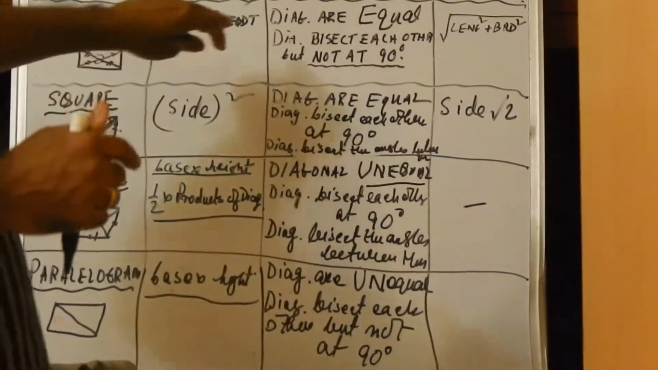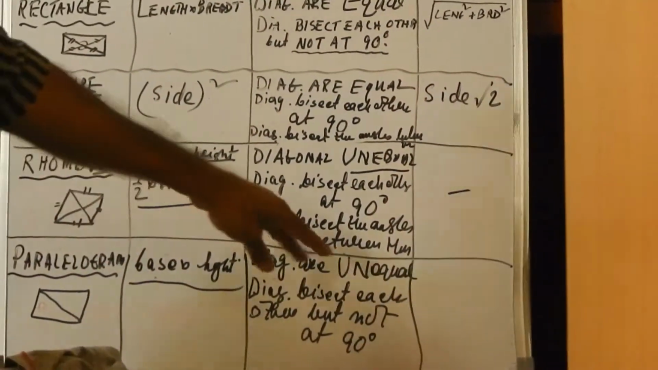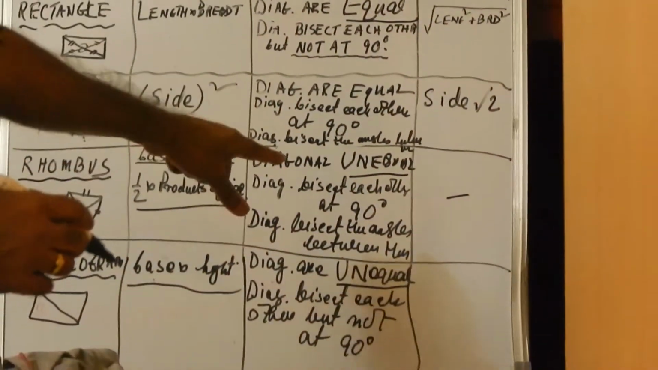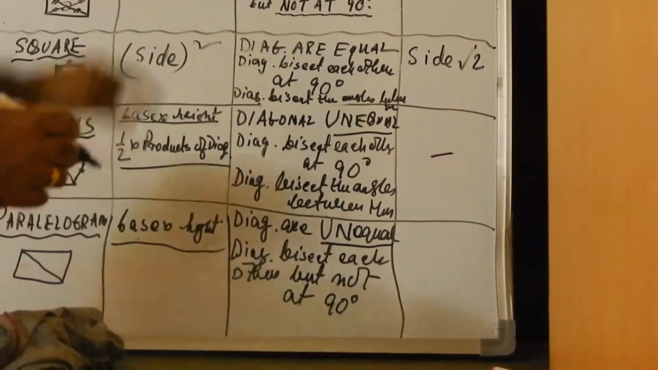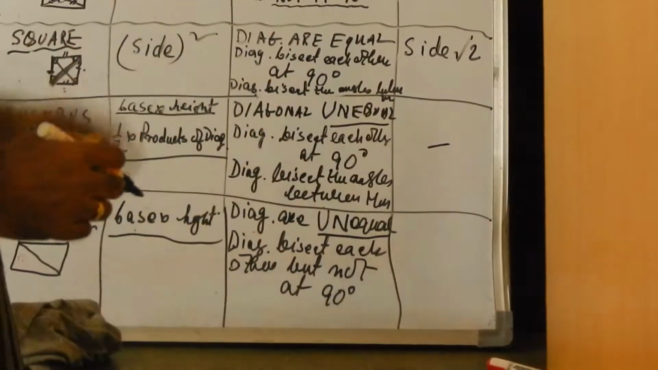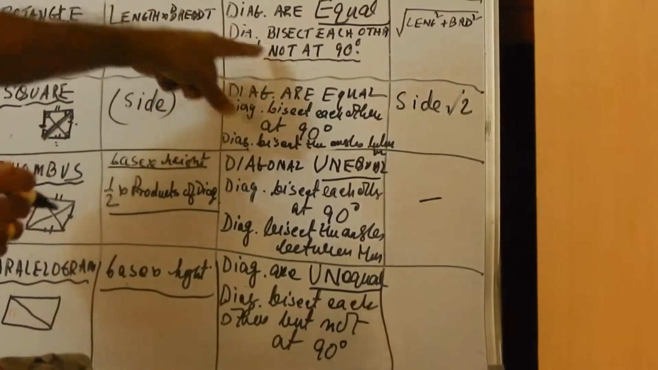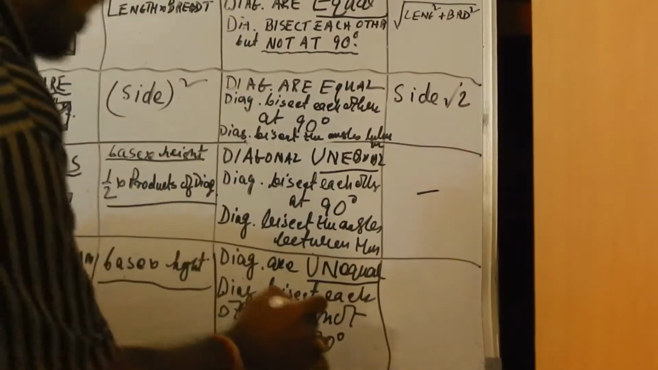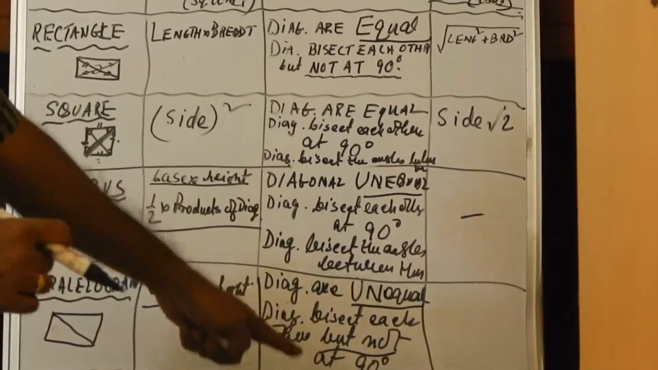The only difference is that diagonals are equal in the case of a rectangle, but in the case of a parallelogram, diagonals are unequal. Like we noticed in the case of a rhombus, diagonals are unequal, and in the case of a square, diagonals are equal. Here the rectangle and the parallelogram. And what is the similarity? The diagonals bisect each other. Here also the diagonals bisect each other but not at 90 degrees. Those similarities are there, but the only difference is diagonals are not equal.